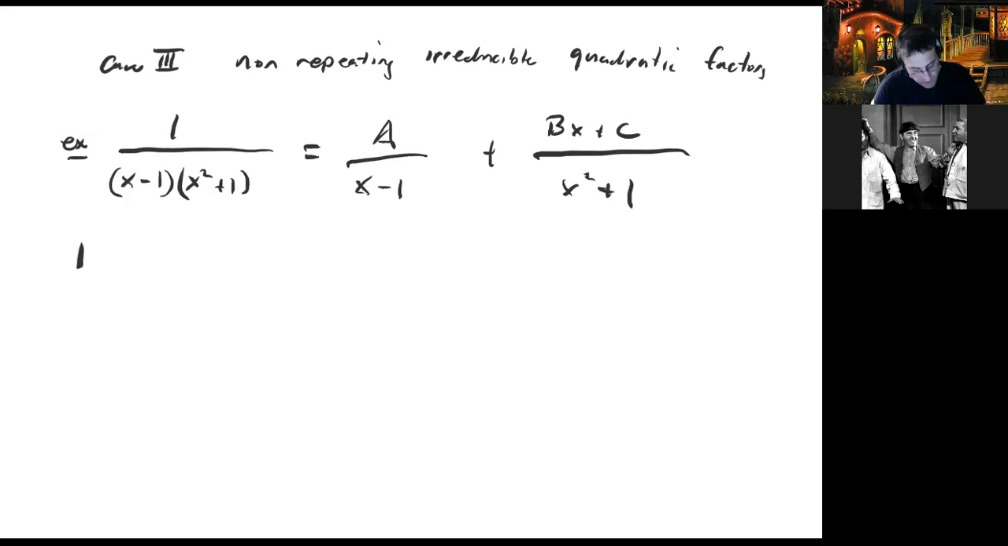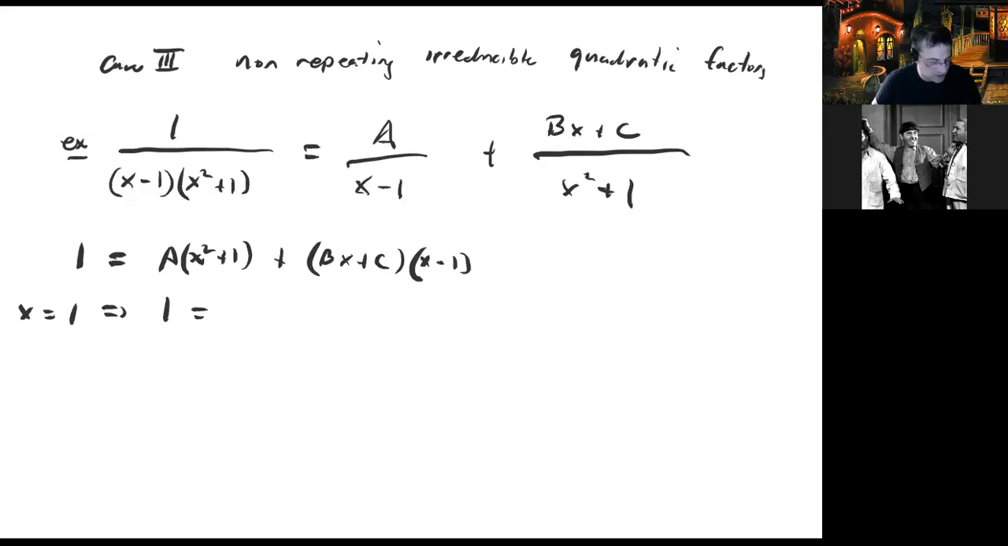So if we multiply both sides by the denominator on the left, we get a times x squared plus 1 plus bx plus c times x minus 1. So I'm going to choose the following test points. I'm going to choose x equal, first of all, 1. And if x equals 1, then we get 1 equals, well, the second term vanishes on the right. And the first term gives me a 2a. So that means that a equals 1/2. Let me circle that or box that off.